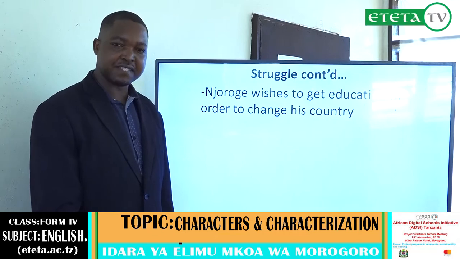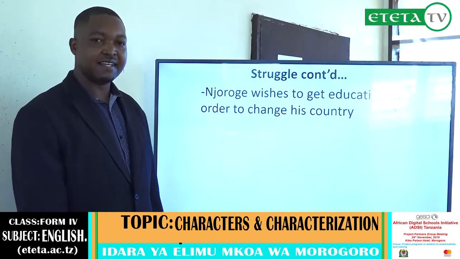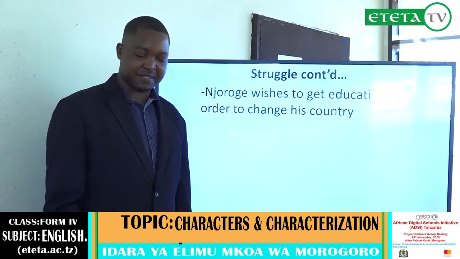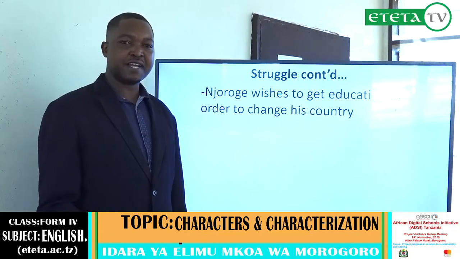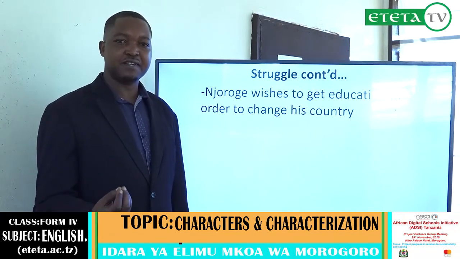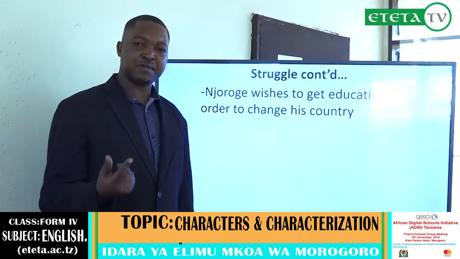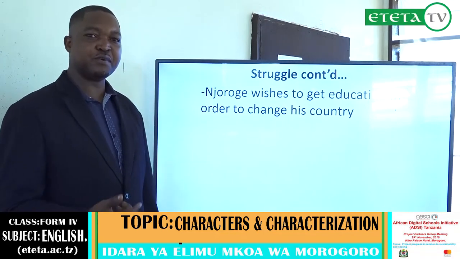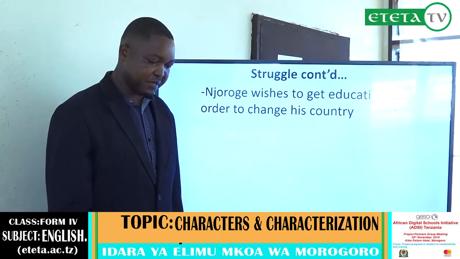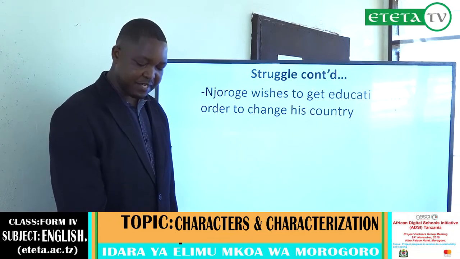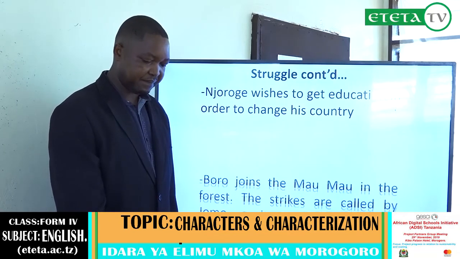Njeri Nyokabi decided to send her son to school in order to be educated. What was the purpose of sending Njoroge to school? She thought that in the future, Njoroge could use his education to liberate his family, but also to bring changes in Kenya. He could be a leader sometime. So Njoroge wishes to get education in order to bring changes in Kenya.